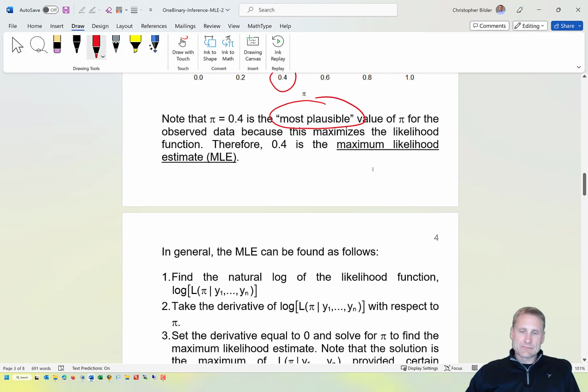Now, very often, so that we don't mistake the true value of pi with its corresponding estimate, what we will do is whenever we're talking about our estimate, which is actually a statistic, we're going to put a little hat sign or the caret sign on top of that pi. So my maximum likelihood estimate pi hat is 0.4.